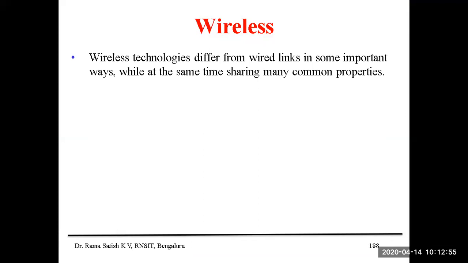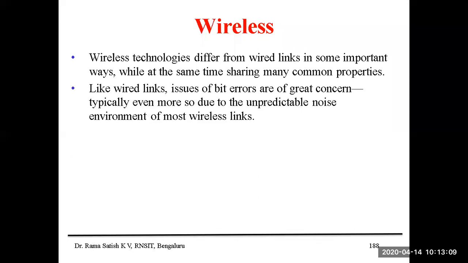So moving further, wireless technology differs from wired technology in some important ways. Wired technology will have only a fixed medium. But in wireless, since the transmission is through air, we have many common properties that are shared. Like wired links, the issue of bit errors is a great concern in the case of wireless technology.